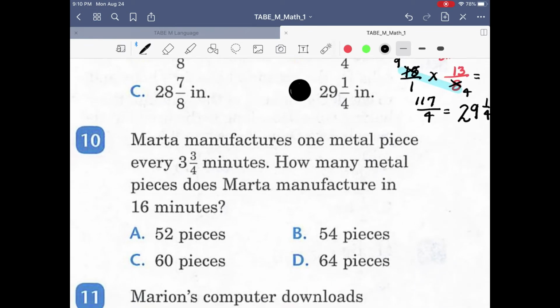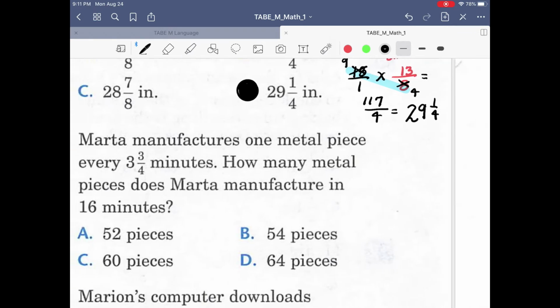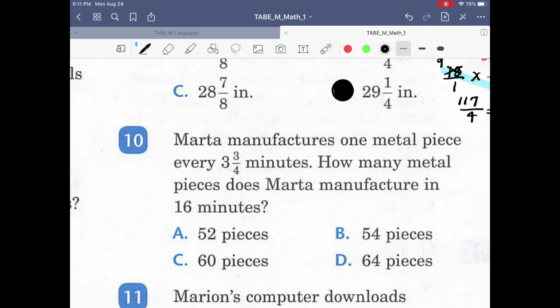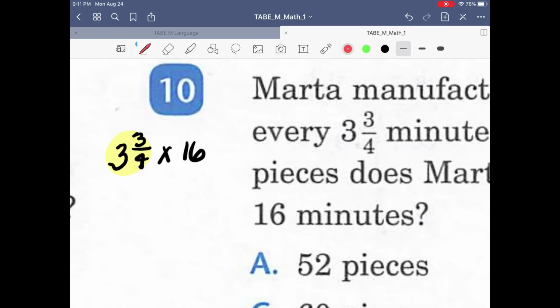Number 10. Marta manufactures one metal piece every 3 3/4 minutes. How many metal pieces does Marta manufacture in 16 minutes? So we are going to say 3 3/4 times 16. So we have 1 to convert here. And I will zoom in. I know my writing is very small.